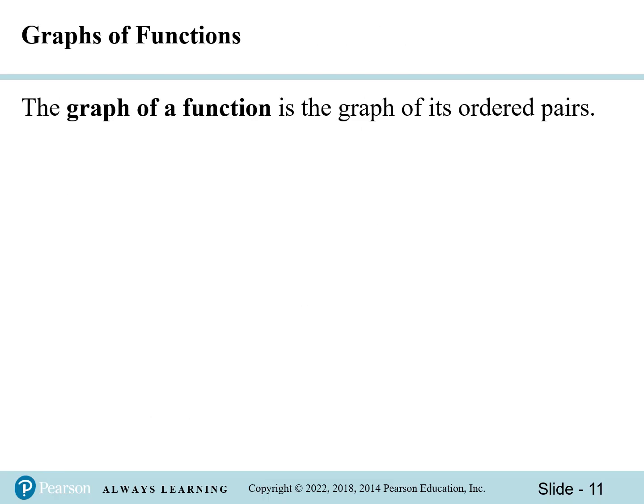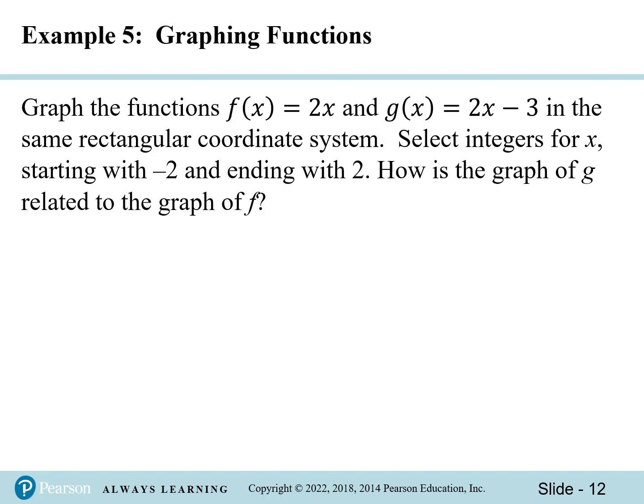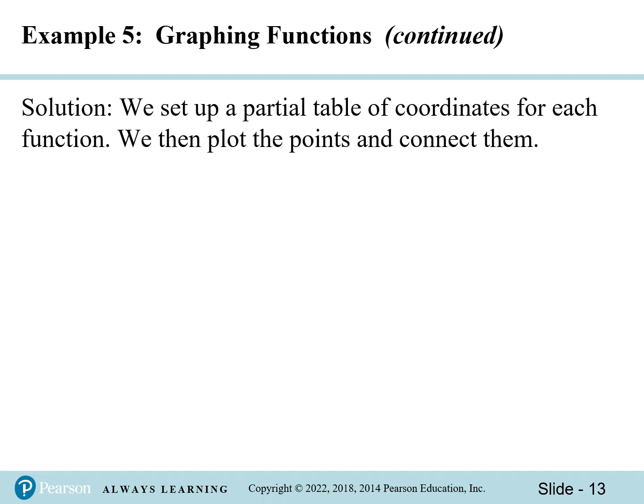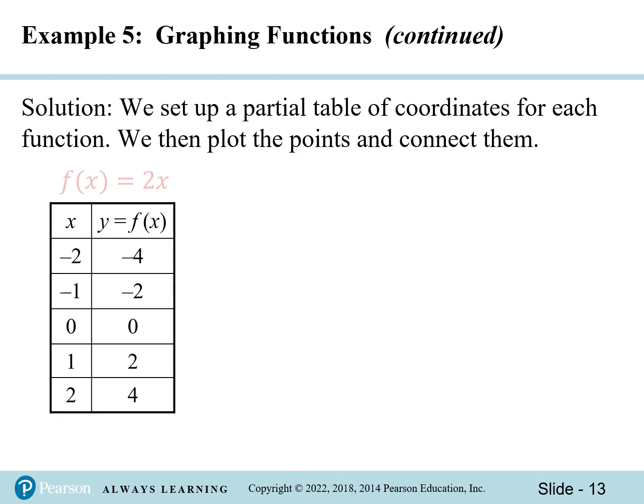So we have graphs of functions. The graph of a function is the graph of its ordered pairs. So we have the functions f of x equals 2x and g of x equals 2x minus 3 in the same rectangular coordinate system. Select integers for x starting with negative 2 and ending in 2. How is the graph of g related to the graph of f? So for the solution, we are going to set up a partial table of coordinates for each function. Then we will plot the points and connect them.